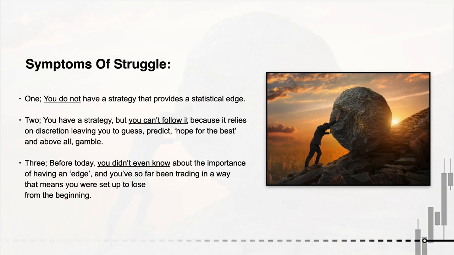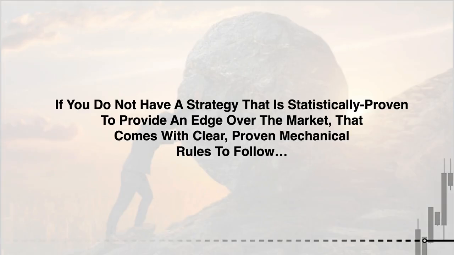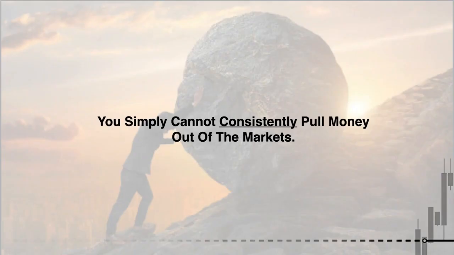Or number three, before today, you simply didn't even know about the importance of edge, or that all along, you've actually been trading in a way that means you were set up to lose money from the very beginning by relying on so-called strategies that not only rest on you gambling, but that actually mean the market has an edge over you. Because here's the simple truth. If you do not have a strategy that is statistically proven to provide an edge over the market, and that comes with clear, proven mechanical rules to follow, removing human emotion altogether, you simply cannot consistently pull money out of the markets.